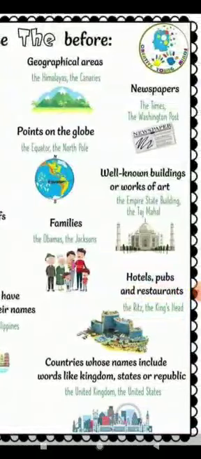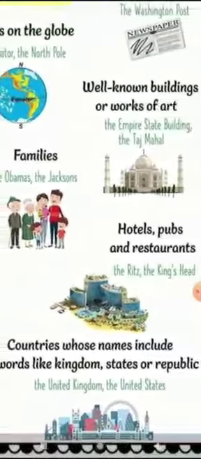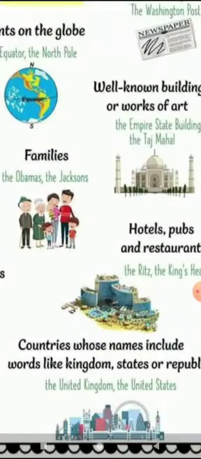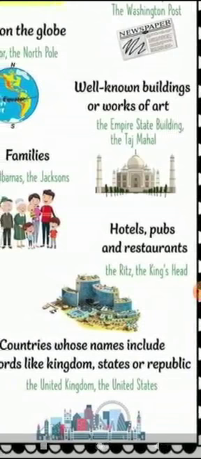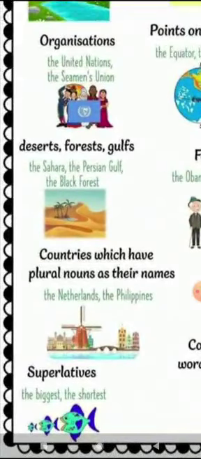And we have to use the before hotels, pubs and restaurants. The Zodiac, the King's Head. Last, the is used before countries whose names include words like kingdom, state or republic. Example, the United Kingdom, the United States of America. And a very important point: the is used before the superlative degree adjective. For example, the biggest. Another example is the shortest. So we have some more points for using the definite article the.